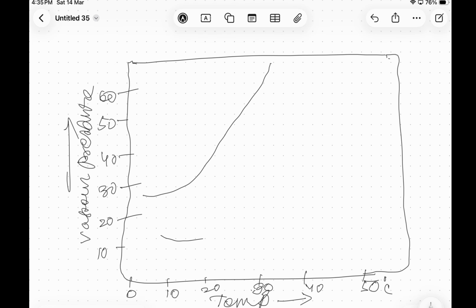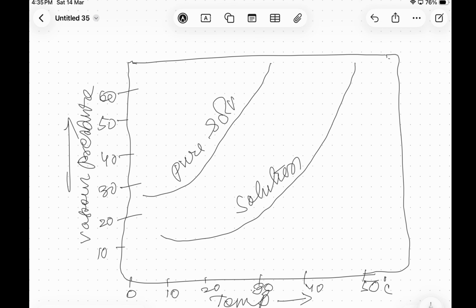But for the solution, it should be like this. So here is solution and this one is pure solvent. You will find the vapor pressure decreases. Here vapor pressure decreases. So there is a decrease in vapor pressure. This is vapor pressure of solution.